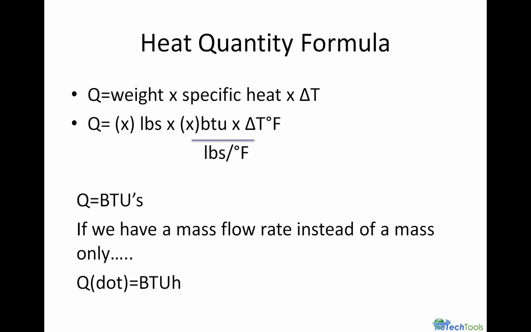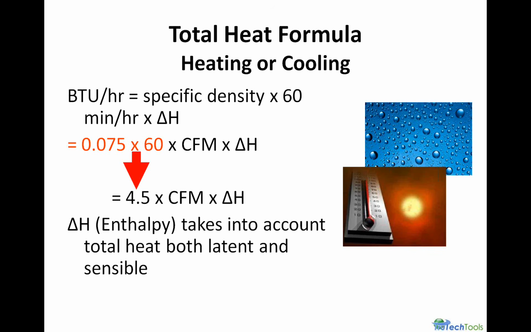So simply what we're talking about here is mathematically how it's derived. It's weight times specific heat times change in temperature. When we get into air conditioning, though, we have to take into account both heat and humidity. So the BTUs per hour equals the specific density, which is a weight, times 60 minutes per hour, which is to get it to BTUs per hour, times the change in enthalpy.